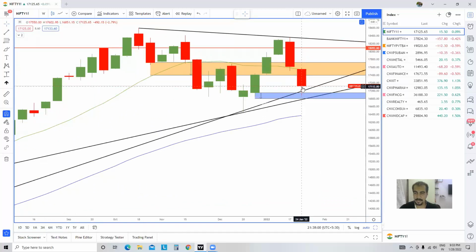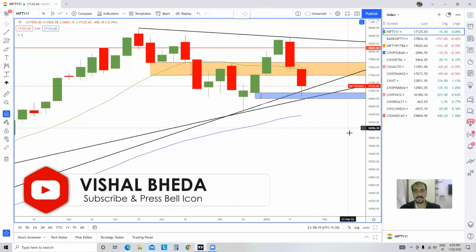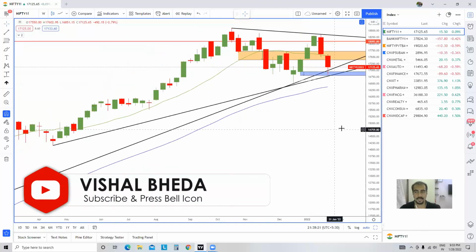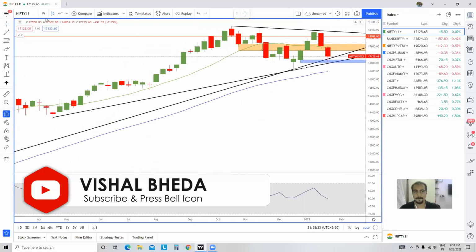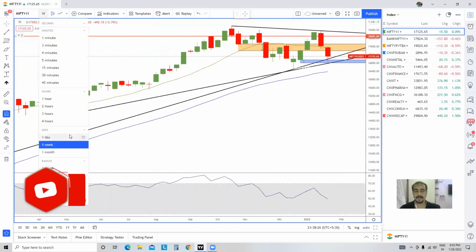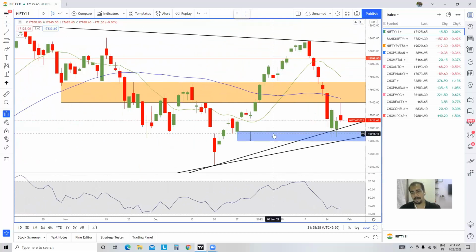The reason is that this particular wick of the candle should be minimum twice or thrice the size of the real body. So yes, it is trying to bounce. I'm not saying it has bounced. It's trying to bounce in the weekly chart. In the daily, it has already happened. All of us know that. In the weekly chart, it's trying to bounce, but I don't know how successful it will be because the wick is very, very small and the trend is flat. So whatever is happening in the daily time frame.